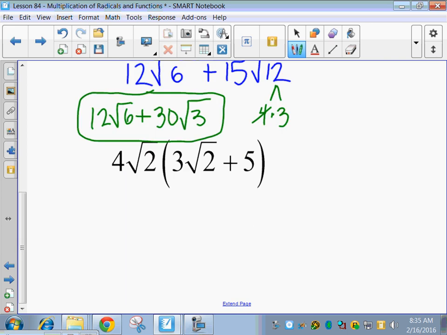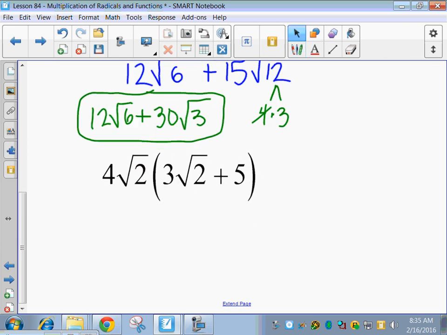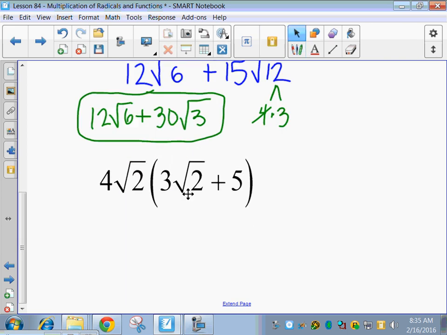All right, so go ahead and write that one down. 4 root 2, parentheses, 3 root 2 plus 5. So that second number inside the parentheses does not have a radical on it. So let's see what happens when we multiply those. So 4 root 2 times 3 root 2.